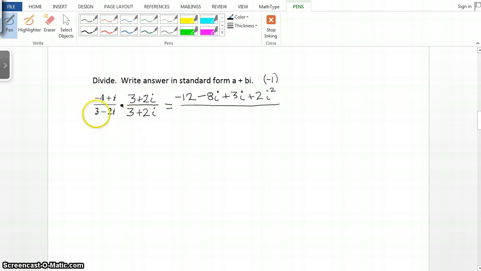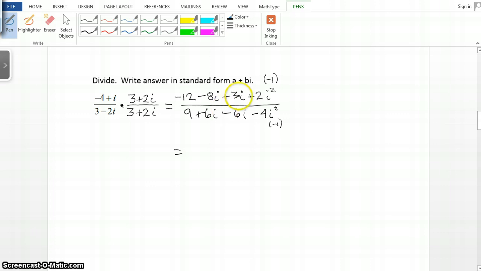Okay, let's go across the bottom. 3 times 3 is 9. My outsides will give me a plus 6i. These insides, when I multiply them, will give me a minus 6i. And then those two lasts give me negative 4i squared. Remember, i squared is negative 1.